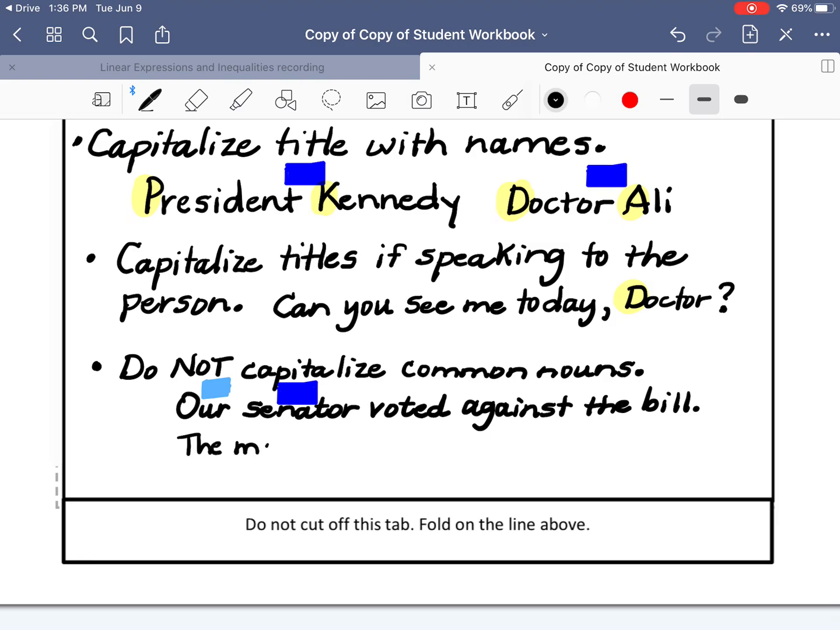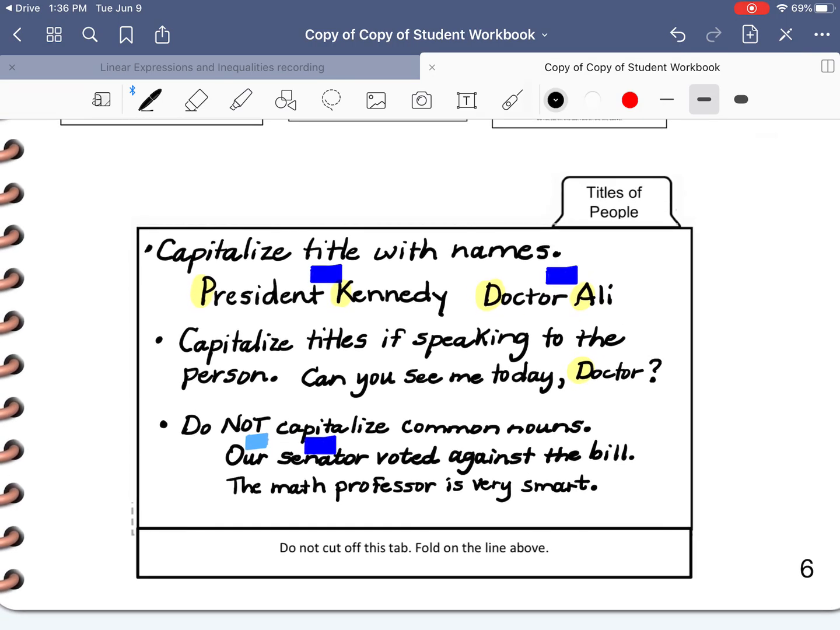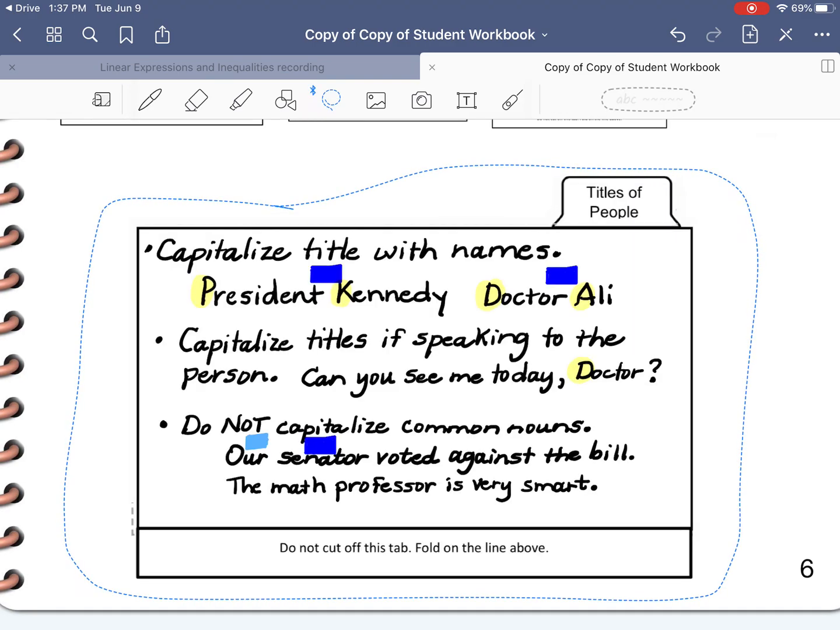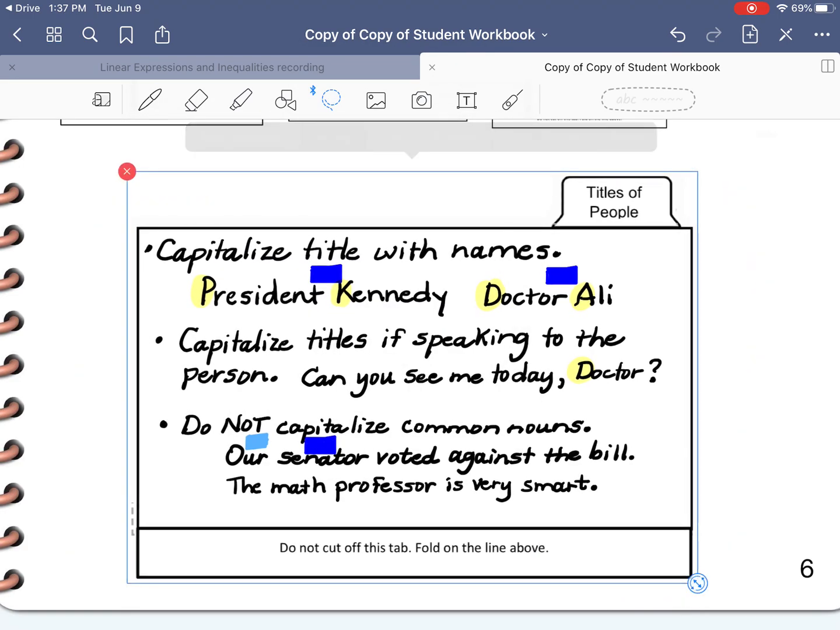"The math professor is very smart." Okay, so I had lots of professors in college. This does not specify which one. So you notice that I did not capitalize. It is a common noun. Titles of people. And I can already tell you that no, that's right. So let me resize this one.